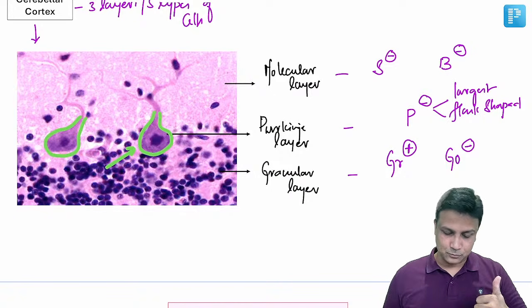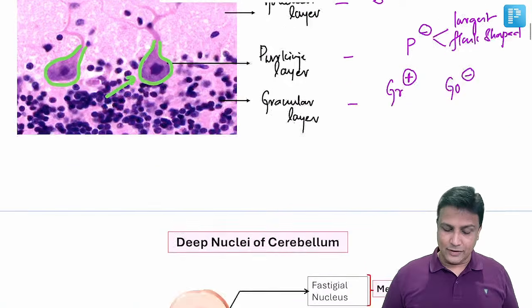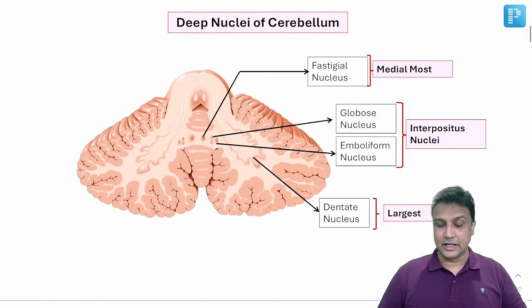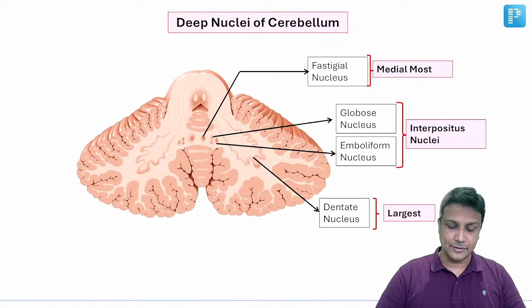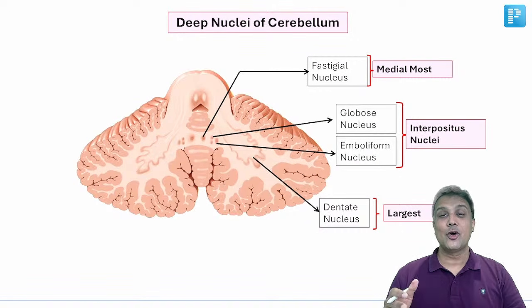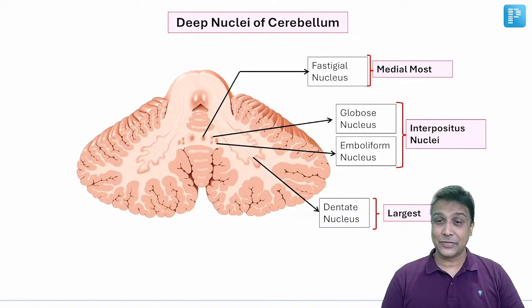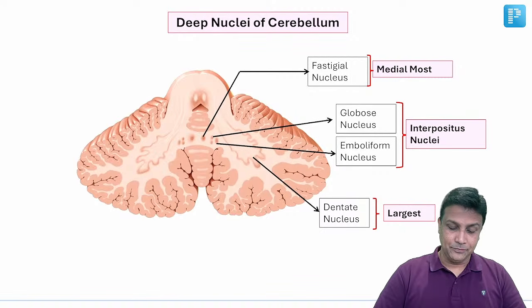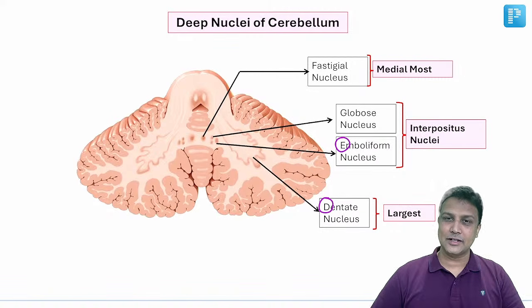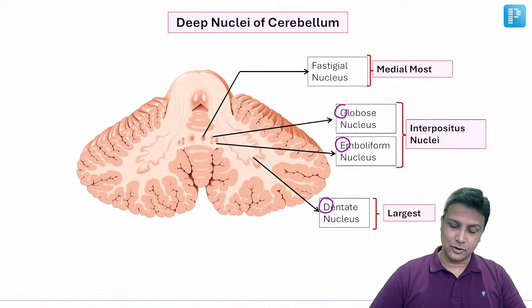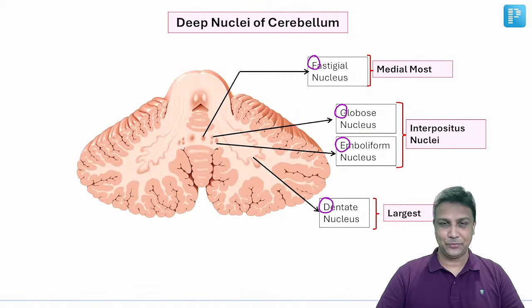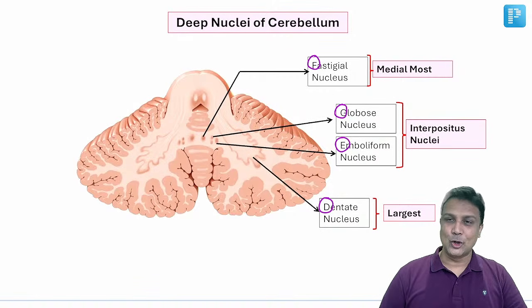Fine. Perfectly done. Now welcome to the deep nuclei of the cerebellum. There are totally 4 deep nuclei in the cerebellum, and how to remember them? Doctors ate good food. They're actually arranged in the same order. Doctors, D actually stands here for dentate nucleus, and then E stands for emboliform nucleus. Good food. G stands for globose nucleus, and then food, F stands for fastigial nucleus. So doctors ate good food.